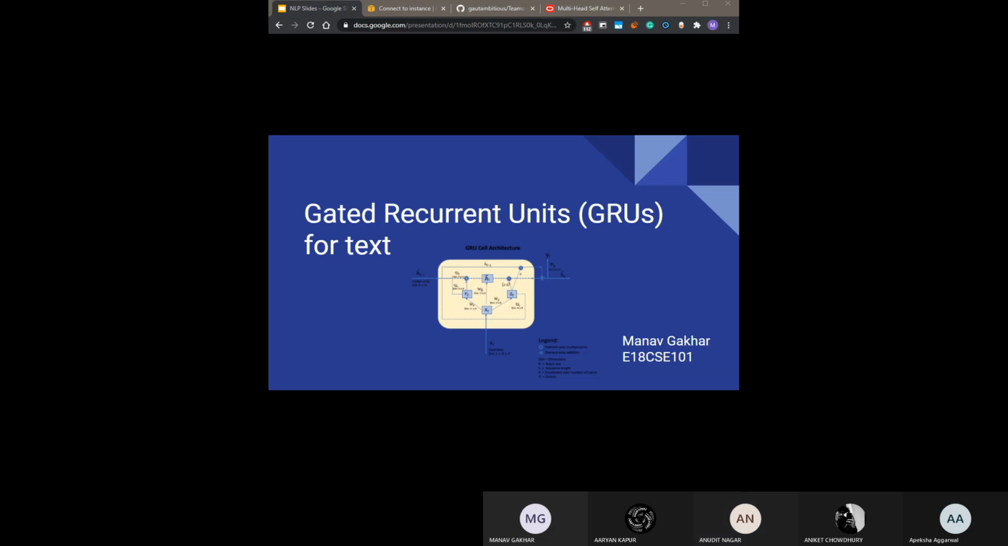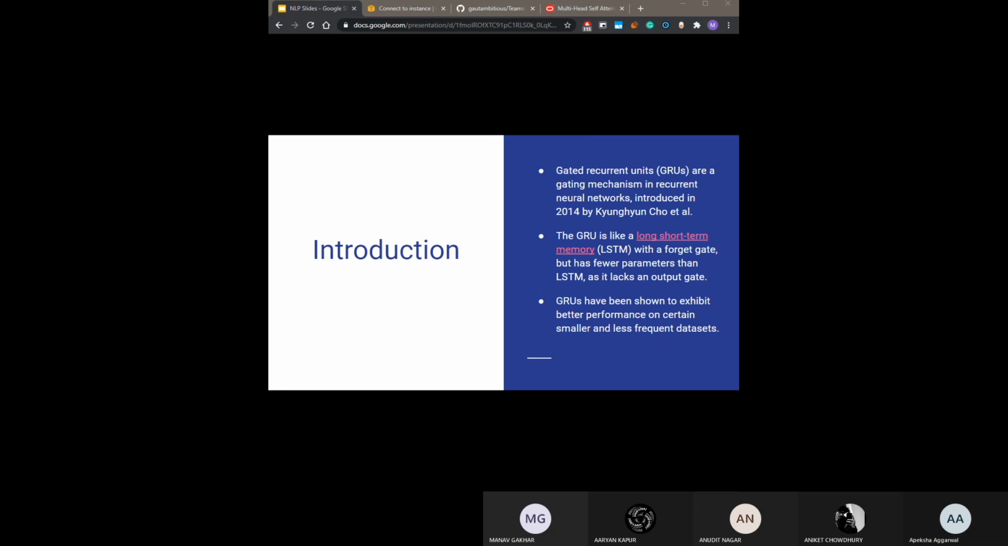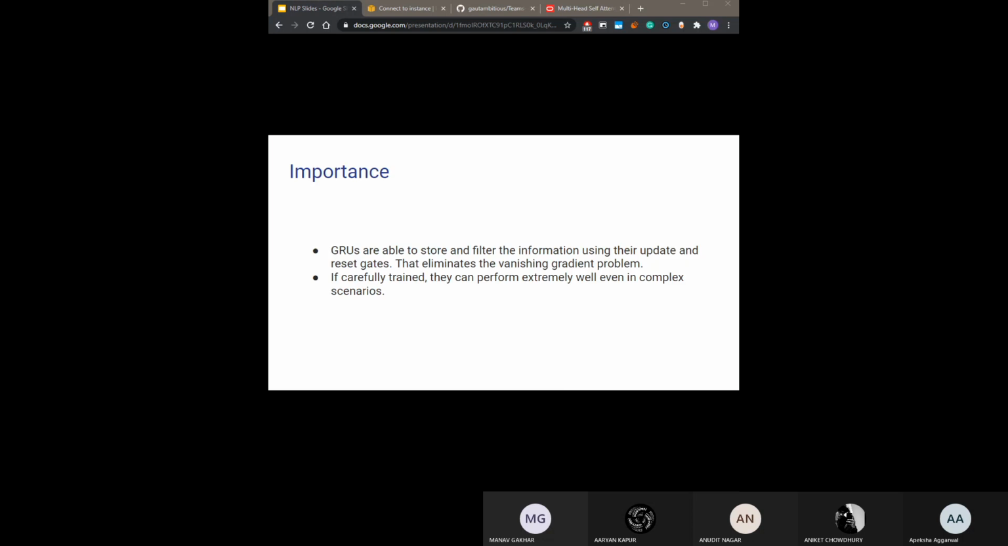Yeah, so ma'am, my topic was GRUs for text, and to start with, an introduction. They were introduced in 2014 by Cho et al. I can't pronounce the name. They're kind of like LSTMs, but with a forget gate, and they have fewer parameters than LSTMs. From what I could find, they show better performance on certain smaller and less frequent data sets, but on bigger data sets, they have similar performance to LSTM. So GRU versus LSTM, if someone had to make the comparison, doesn't really have a clear answer. It's more a matter of preference, or it's basically empirical in nature. You just try and see what works.